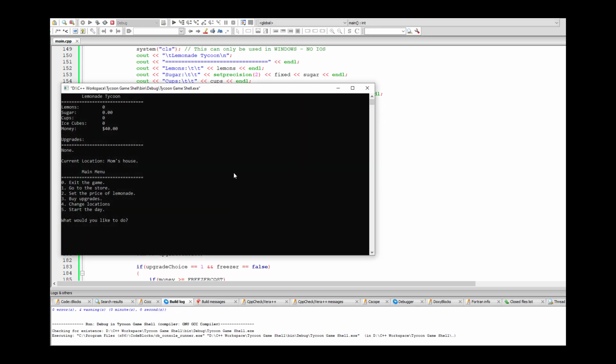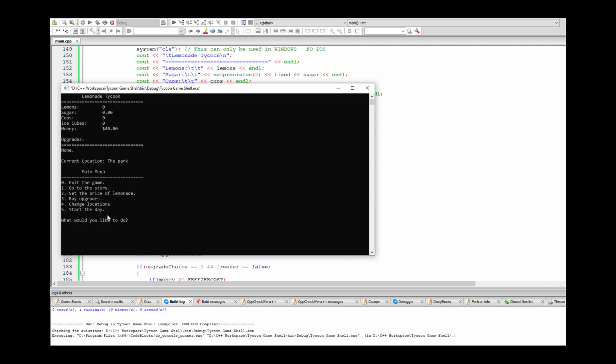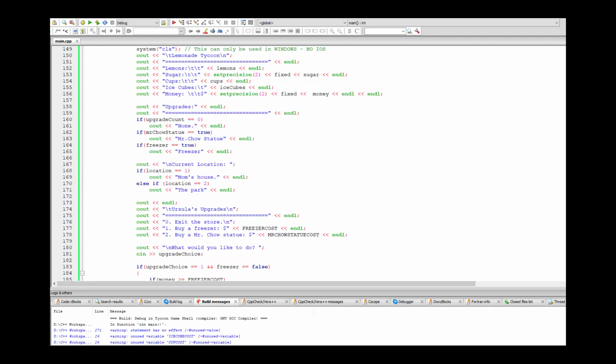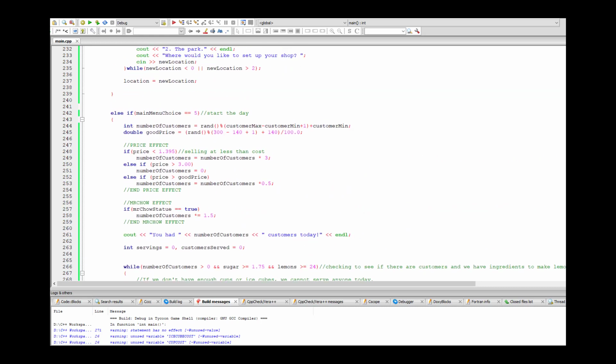Okay, so change our location as our mom's house, so change location, go to the park. Okay, so now location says the park. All right, and so our user has basically all the information they could need here. Now, what do these things do? So what we're going to do is we're going to go back to start the day.